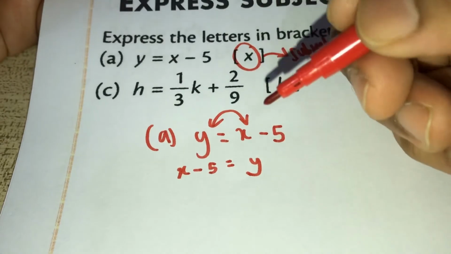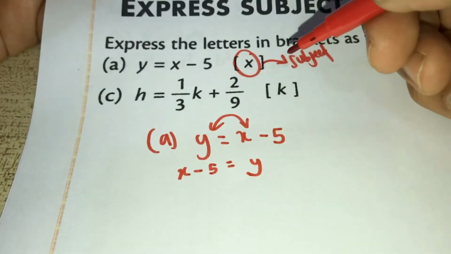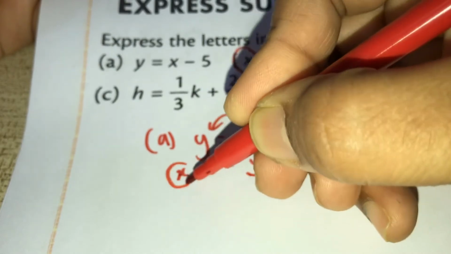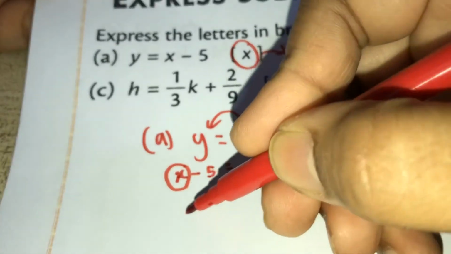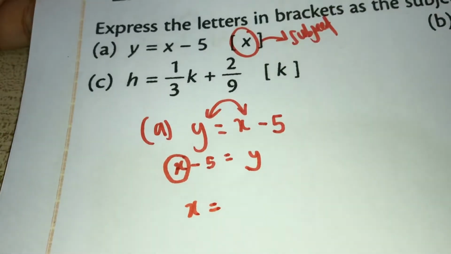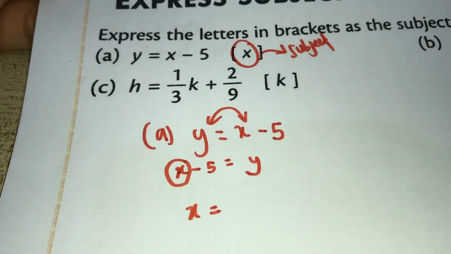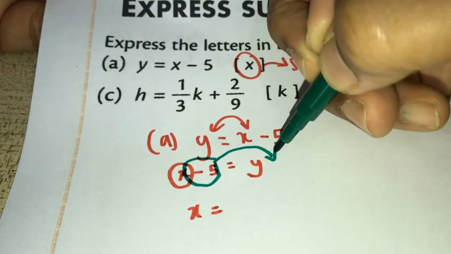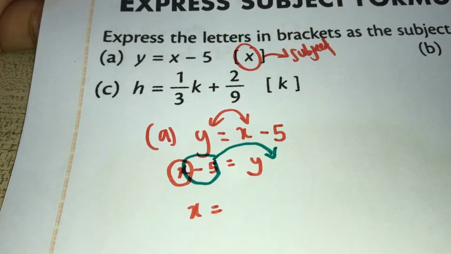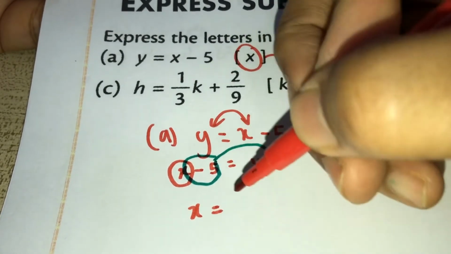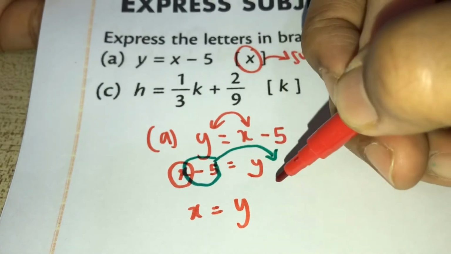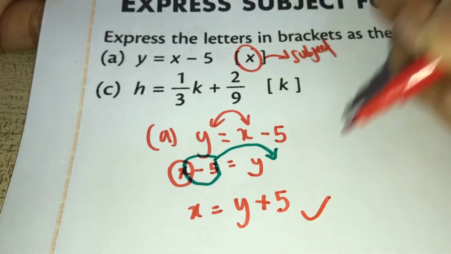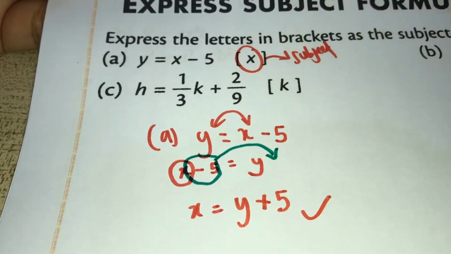Because the question wants x as the subject, you have to find x. So x equal to, and you must move the negative 5 to the right. The answer becomes x equal to y plus 5, since negative becomes plus when moved to the right. Finish. This is the answer for question A.